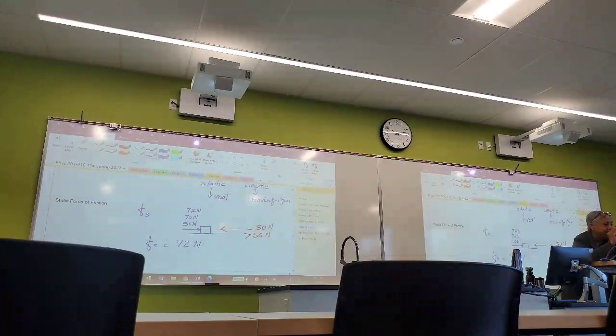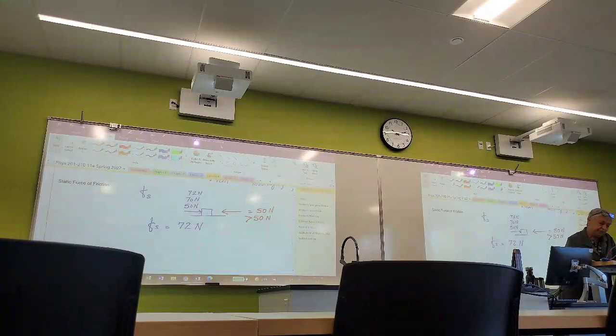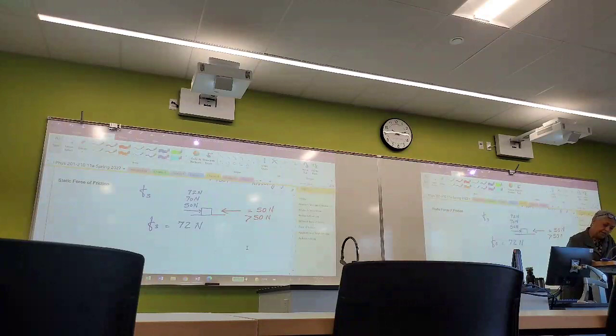Because then it's on the verge of slipping. It's just on the verge of slipping, ready to move. It hasn't moved, but it's ready. You feel that it's going to move now. The static force of friction is related to the normal force.